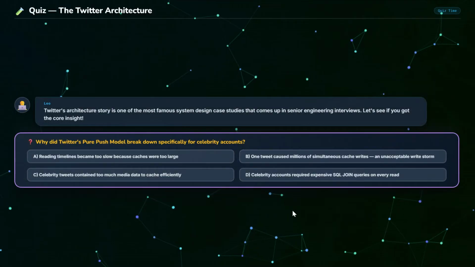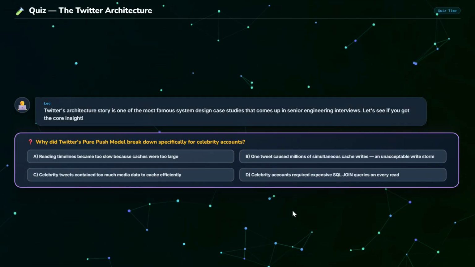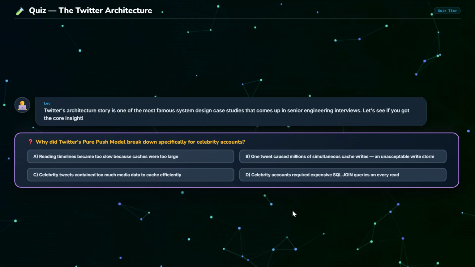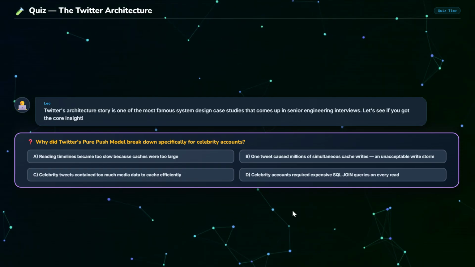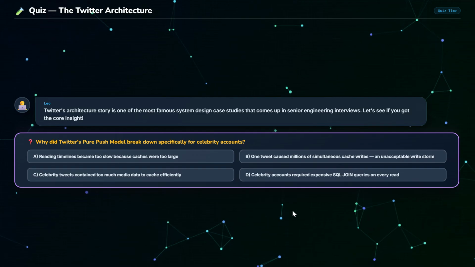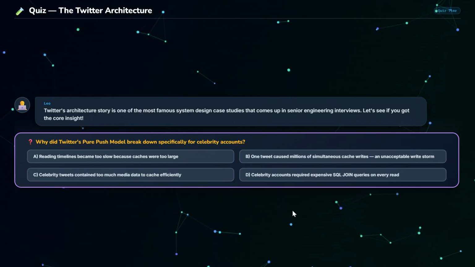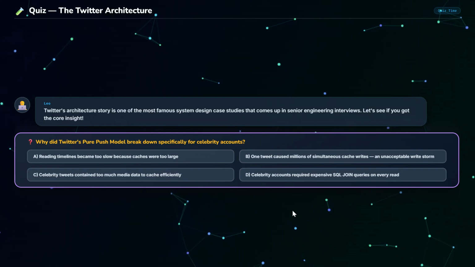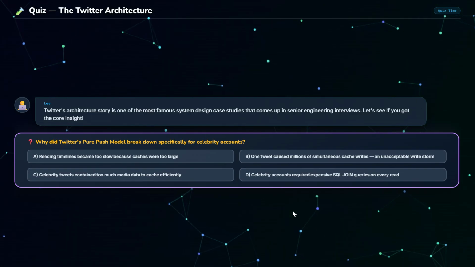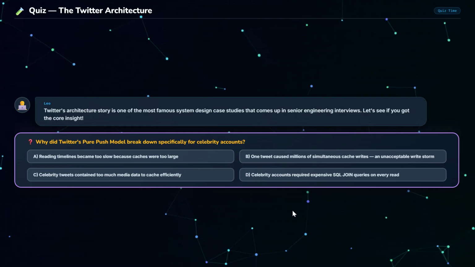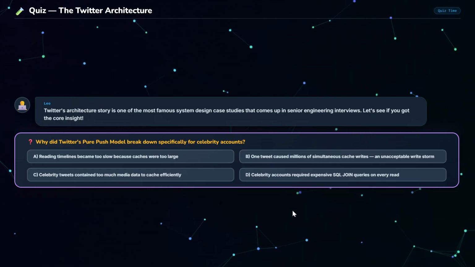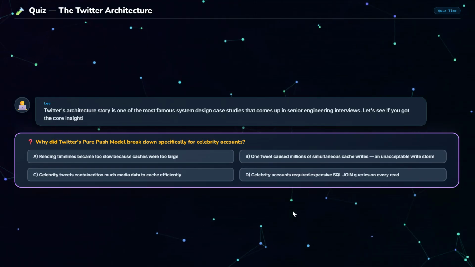Quiz time. The Twitter fan-out problem is one of the most discussed case studies in all of system design. The Twitter architecture story is one of the most famous system design case studies that comes up in senior engineering interviews at every major tech company. Let's see if you absorbed the core insight. Take your time, the answer requires careful thinking.